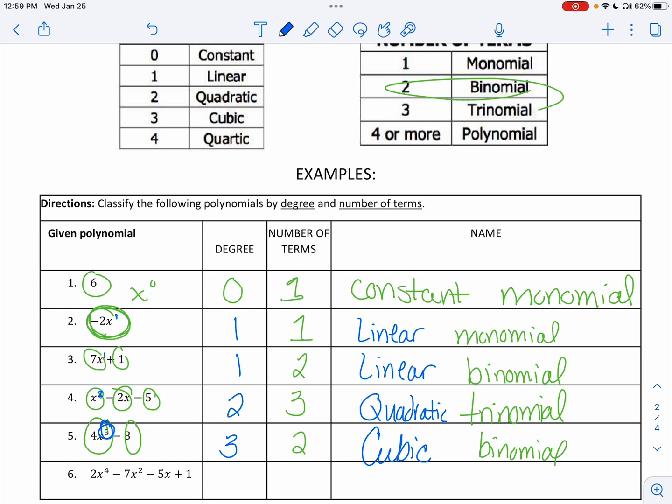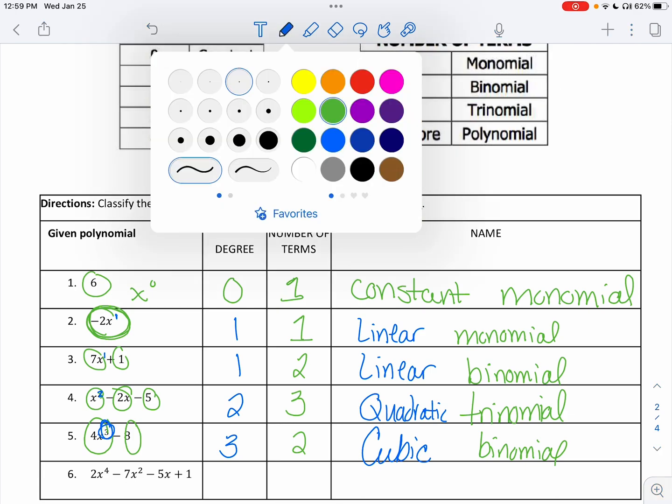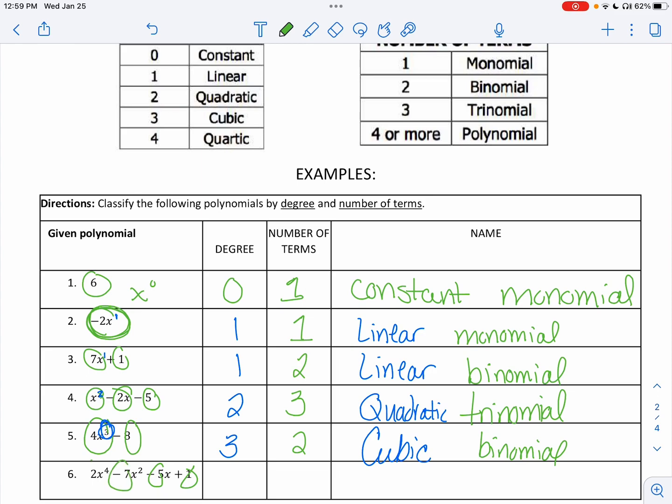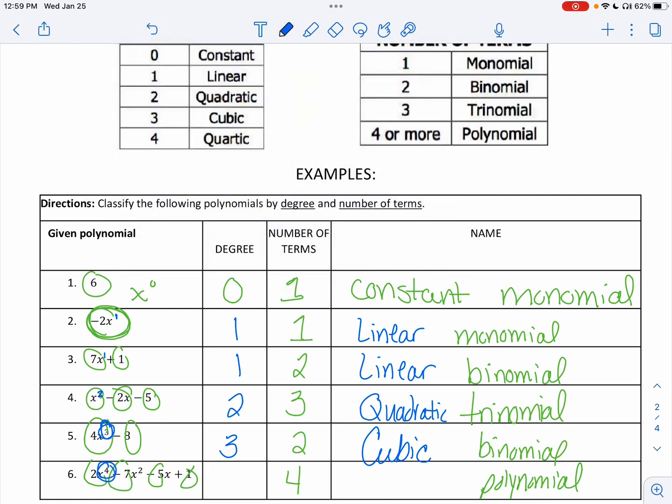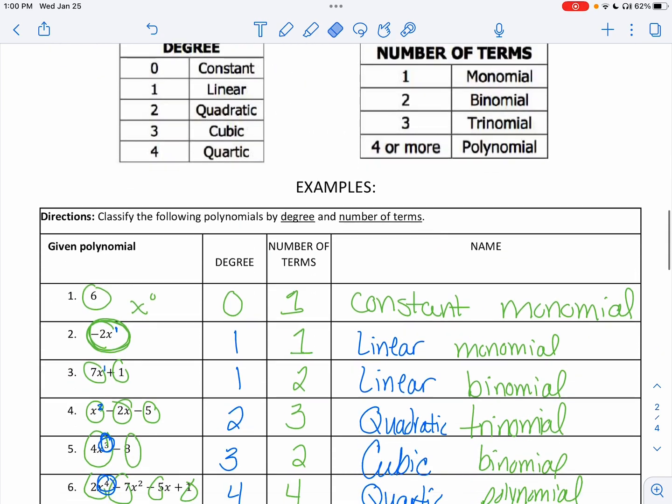We have one more. Let me erase my old marks. I see how many terms? 1, 2, 3, 4. So I see 4 terms, so I just call it a polynomial. The highest exponent, or the degree, is a 4. So that is called quartic. Right here, Q. I used the wrong word. There we go. Quartic. So you find how many terms it has, you find the highest degree, and then you have to pick the right word from this list up here.